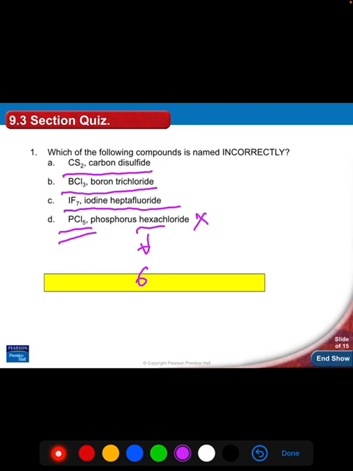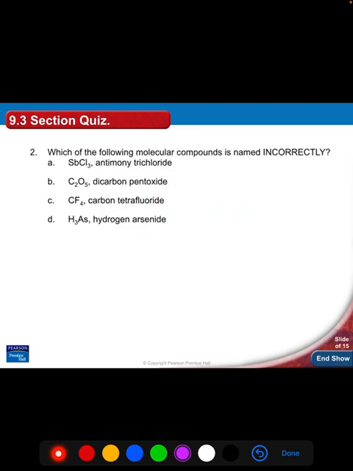So if you look at a few more examples, there's only 2 more, and then we'll go straight to our assignment. You have the same sort of question. Which of the following molecular compounds is named incorrectly? I like this kind of question because it very quickly allows me to test 4 different things. But here's antimony. The symbol is Sb. Trichloride. That's correct. And carbon pentoxide. So, I'm sorry, dicarbon pentoxide.